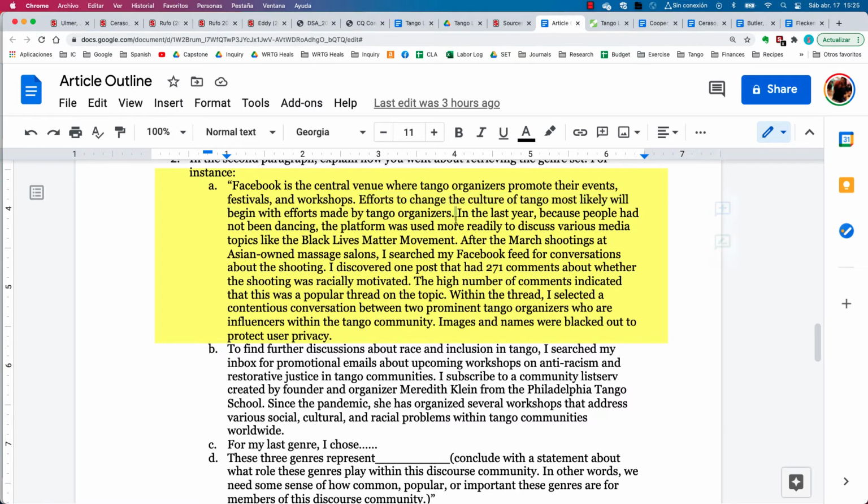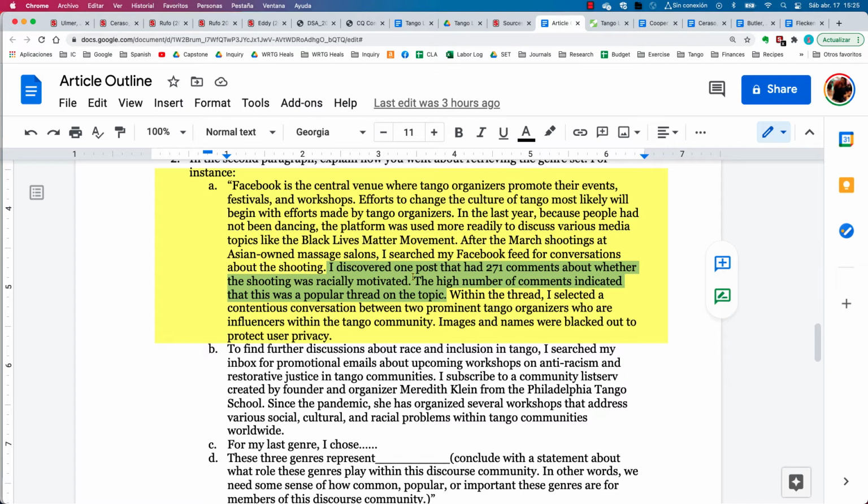In the last year, because people had not been dancing, the platform was used more readily to discuss various media topics like the Black Lives Matter movement. After the March shootings at the Asian-owned massage salons, I searched my Facebook feed for conversations about the shooting. So this is why I picked the time that I did when I looked for conversations. I discovered one post that had 271 comments about whether the shooting was racially motivated. The high number of comments indicated that this was popular on the thread. So then I'm trying to convey here my assumptions, why I picked 271.